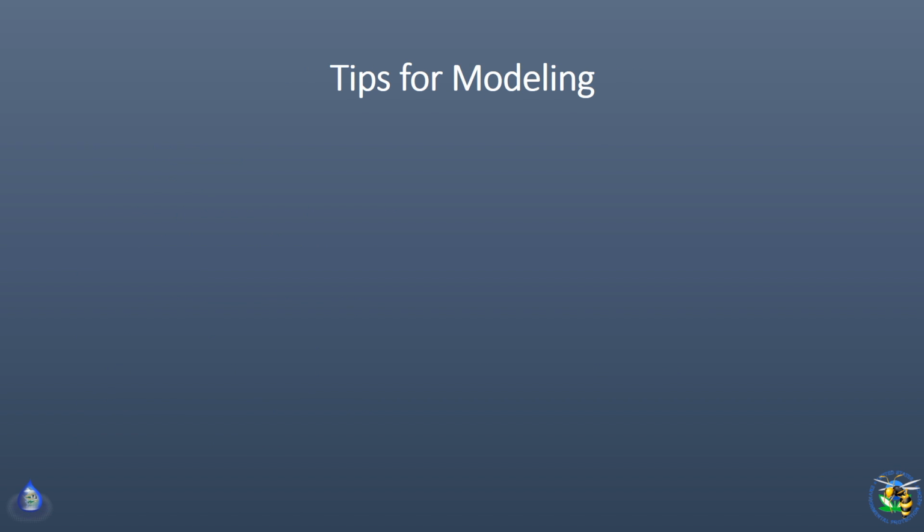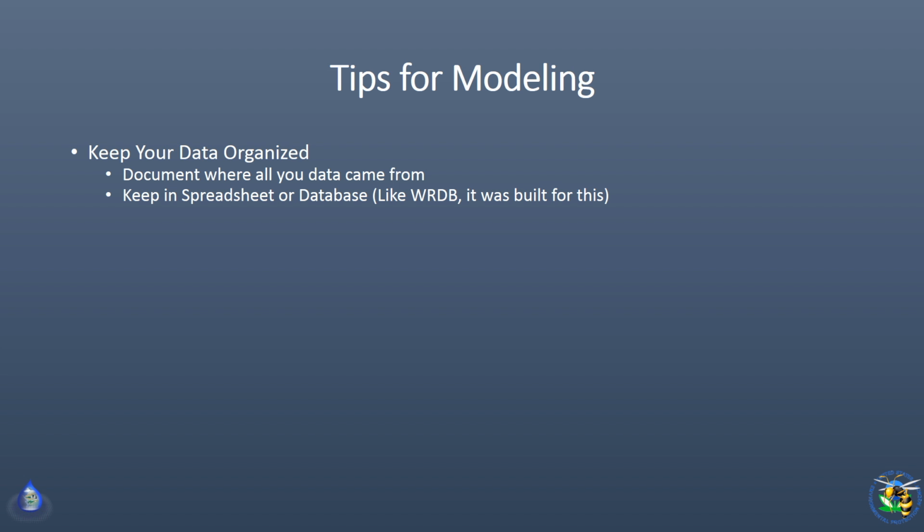So, tips for modeling, and I can't emphasize this enough. I've been doing this for over 30 years. You need to keep your data organized. Document where all your data came from, who you got it from, and if there's any data that you had to make calculations from, what data did you use to calculate it? Keep the data in a spreadsheet or a database. I prefer using something like WRDB because it was absolutely built to support water quality modeling. All of the data that you put into that tool, you can actually document where the data came from, so that when you look at it a year from now, you know what it is.